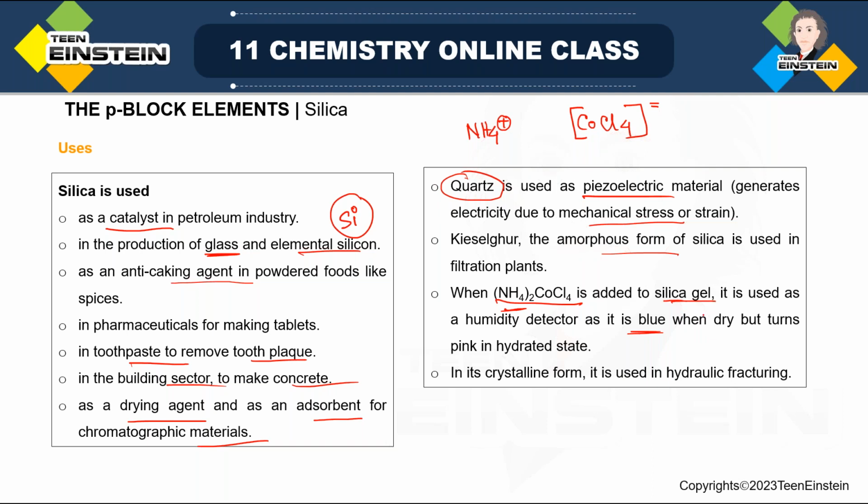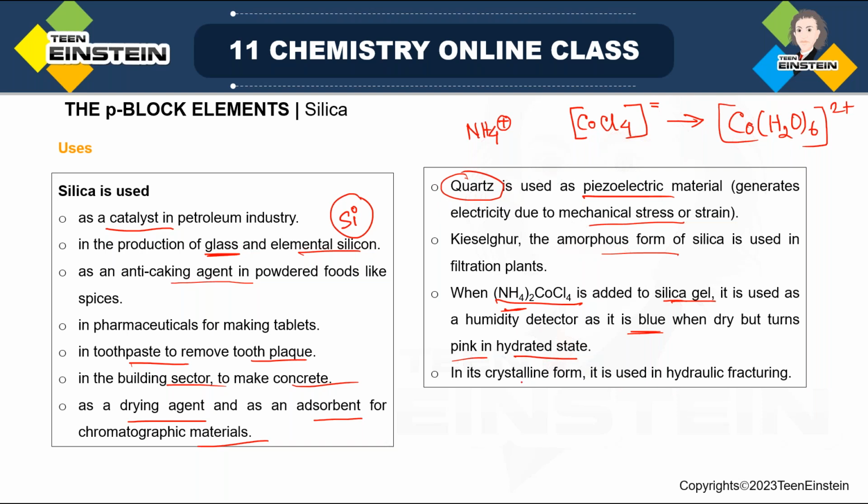Suppose this mixture is kept somewhere where there is humidity. This moisture will be absorbed by silica, and as there is presence of this complex, in presence of that moisture, this complex will be converted to the aqua complex like this. In presence of this complex, the color is different. It is pink. This is a hydrated state where all the chloride ligands are replaced by water molecules. Because of this change in complex structure, and because it is added to silica gel, there is a drastic color change, blue to pink. In this way, we can understand whether there is humidity present or not. So this is a humidity detector.